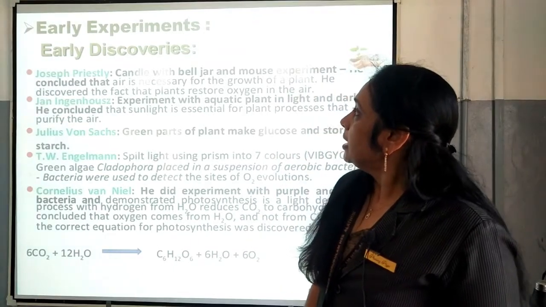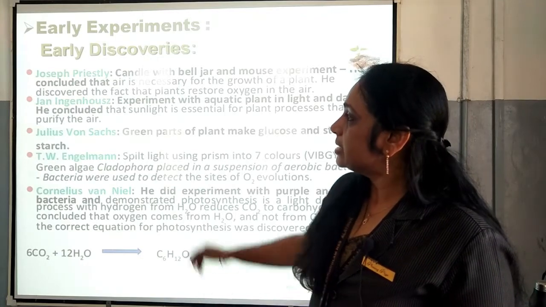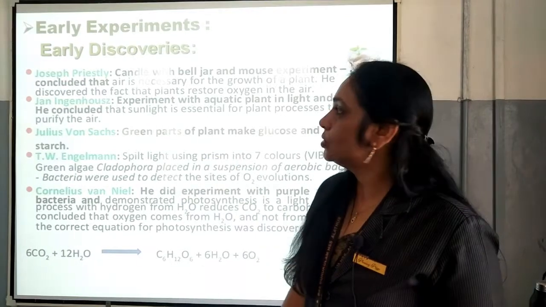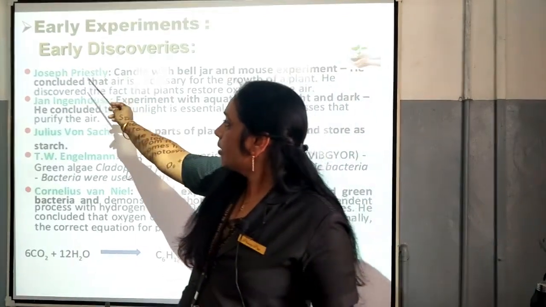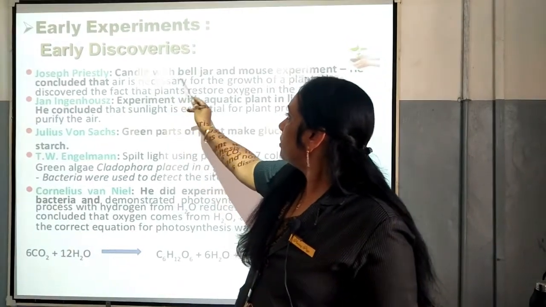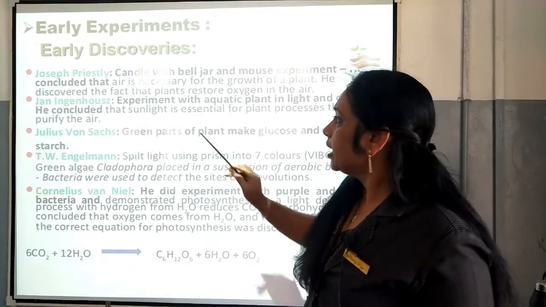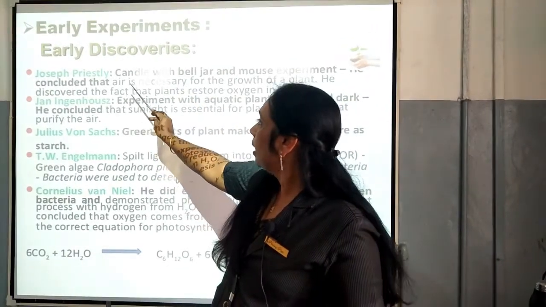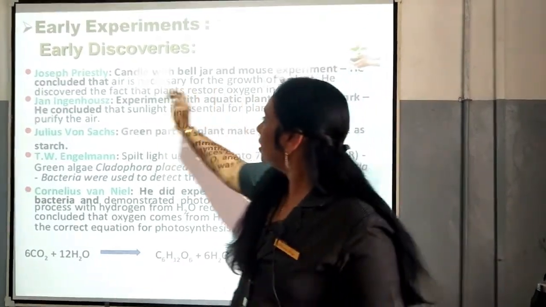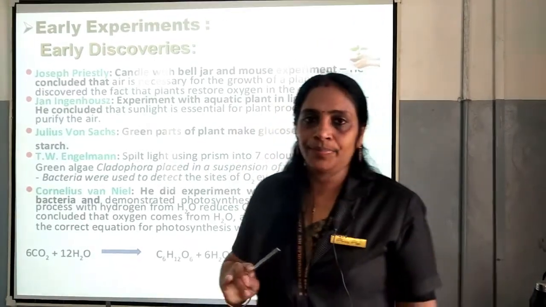Now next one is early experiments. In the early experiments, many scientists have discovered many things related to photosynthesis. Number one, Joseph Priestley. He took a candle with a bell jar and a mouse for the experiment and concluded that air is necessary for the growth of a plant. He discovered the fact that plants restore oxygen in the air.